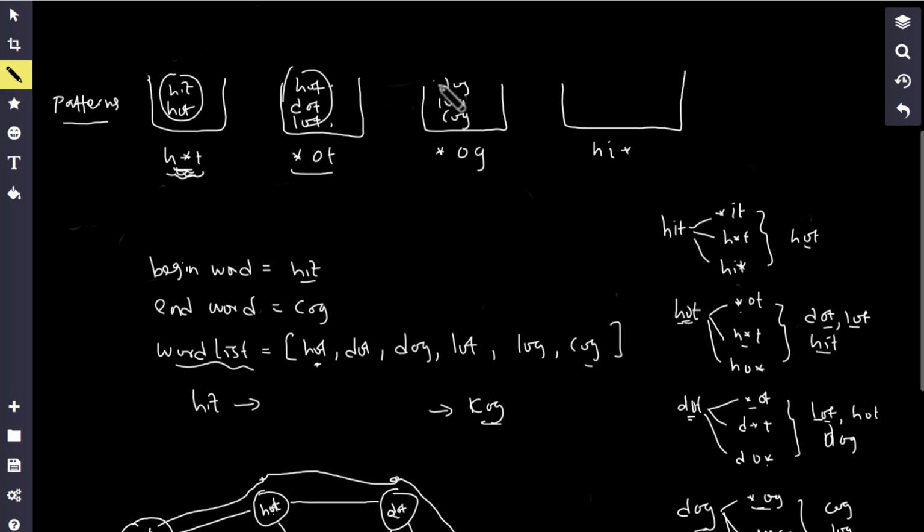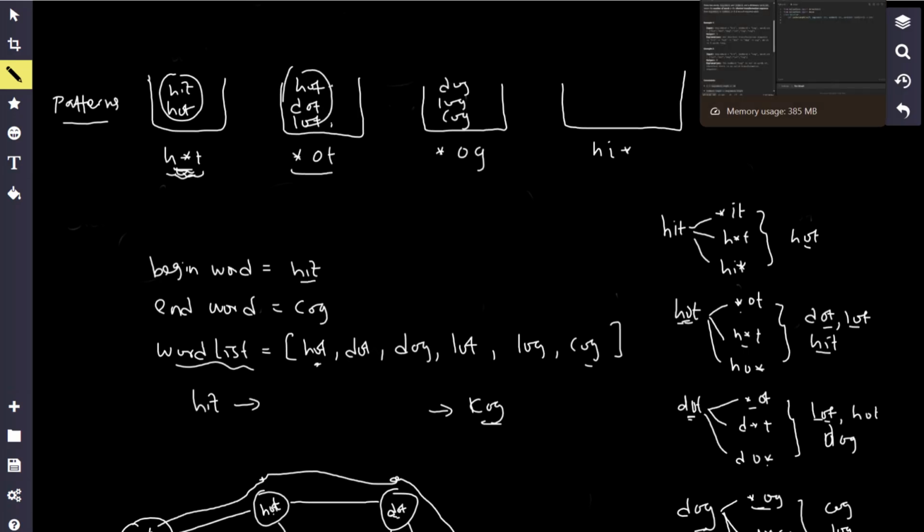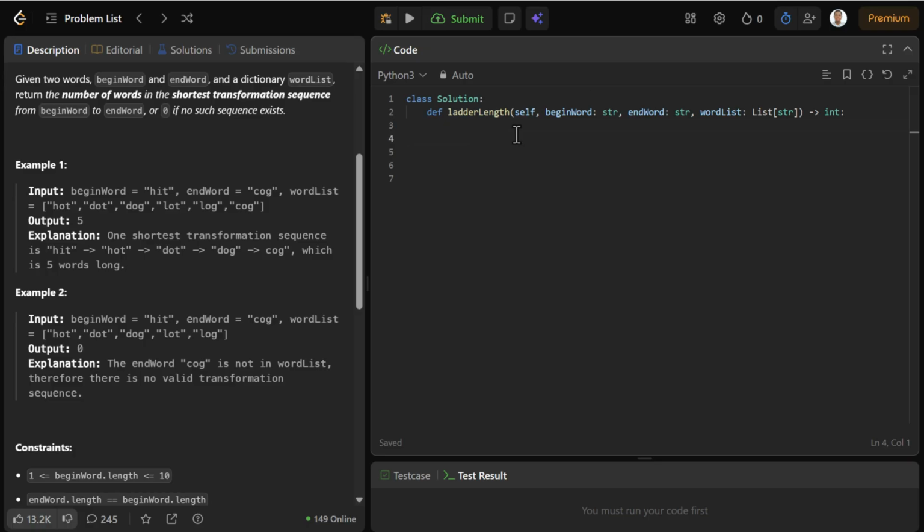Okay, so let's come back to our coding. Since we have an idea of how we want to solve the problem, we can now start coding. Okay, all right, so let's come back to the Python solution here. We would like to start writing our code right now. The very first thing I want to do here is to convert my word list to a set. So let's do that. I'm going to say word list is going to be converted to a set.